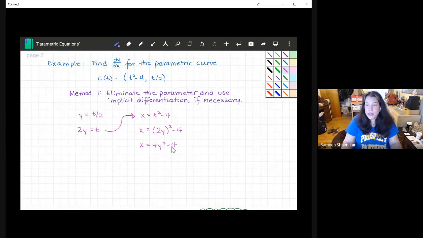And then we can go ahead and differentiate. But remember, it's not solved for y, so we have to use implicit differentiation. So the derivative of x is 1. The derivative of 4y squared with respect to x is going to be 8y dy/dx. And the derivative of a constant is 0. Then just divide by 8y, and we get dy/dx is 1 over 8y. So that's one way of doing it. It was pretty easy in this equation, and it just depends on the equations which method is going to be the easiest. But that's one way to find dy/dx for parametric curves.